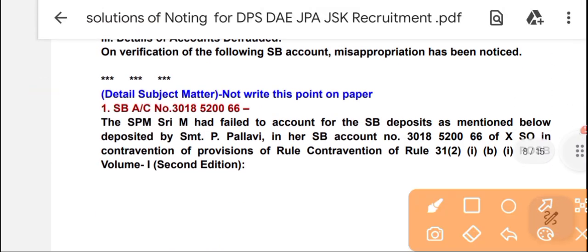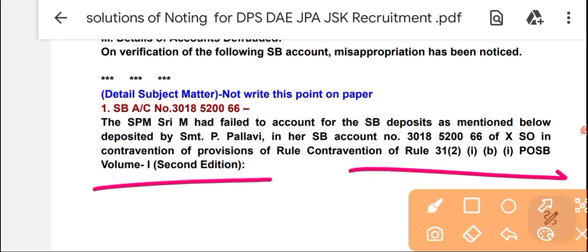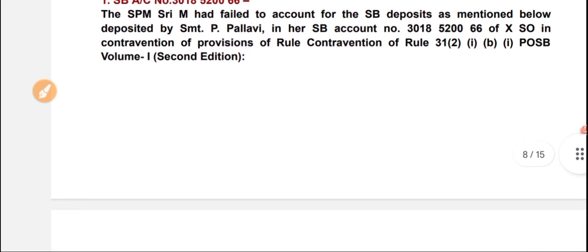Write the detailed subject matter. You will explain in more detail than the brief. Like you write steps of the saving account number: the SPM, sub post master, Shri M has filled an account of the savings deposit. Mention the below deposit, Srimati Pallavi, account number this, and contravention of provision of any act. If you are an inspector inspecting anything, then you write under which activity, under which regulation, under which act, under which rules you are inspecting. So you will write it here. You can write any imaginary numbers, no issue, any imaginary act.